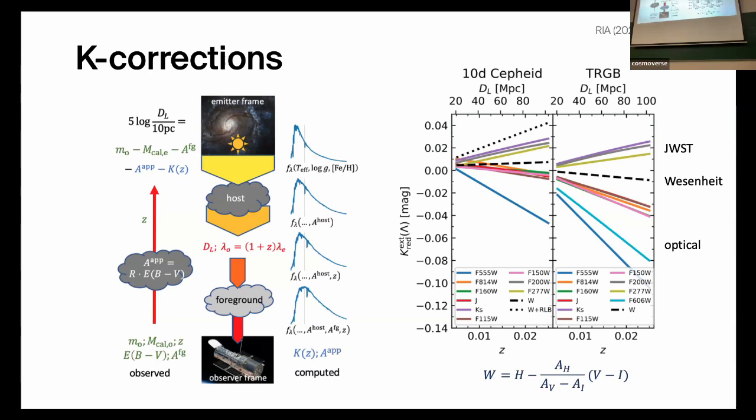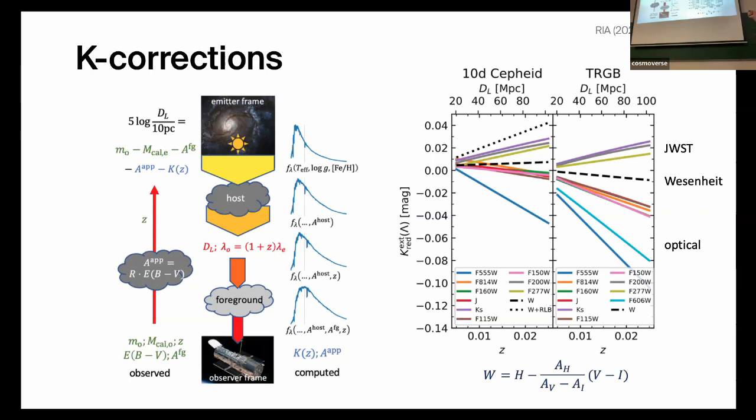And the different lines here show you different filters. So the optical filters typically lead to negative K corrections, but the infrared filters lead to positive K corrections. And in particular, this dashed black line right here, that is the SH0ES near-infrared Wesenheit magnitude that combines an H-band and a V-I color. And so it turns out to be very flat in this regard because you're compensating different effects, one coming from the optical and one coming from the infrared.